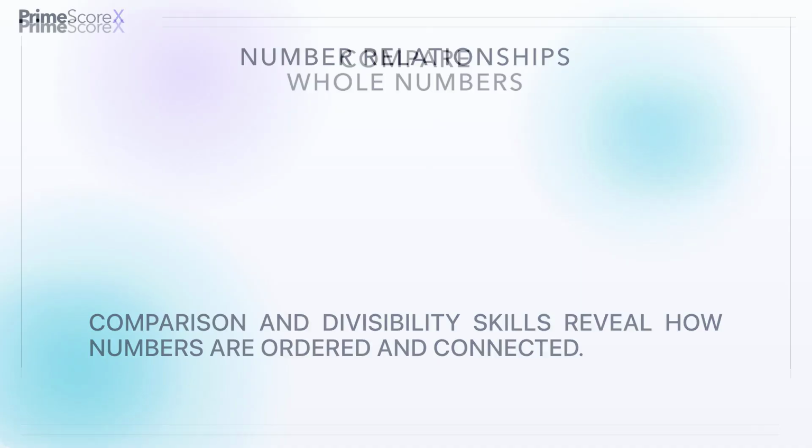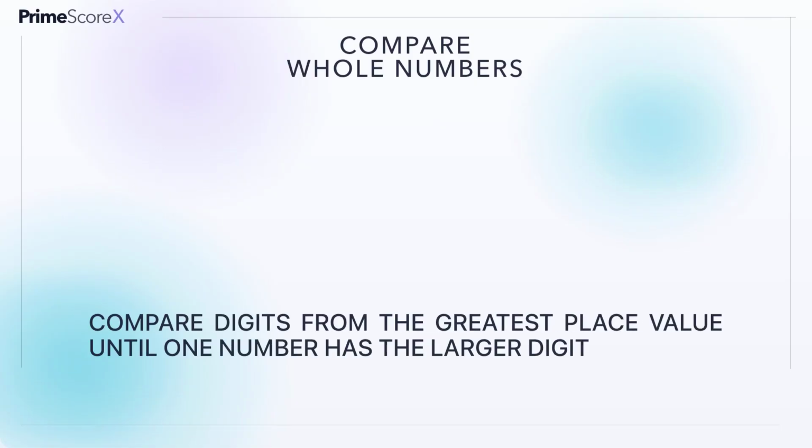To compare 58,421 and 58,317, begin at the left. The 10,000s and thousands digits match. At the hundreds place, 4 is greater than 3, so 58,421 is larger. Do not compare numbers by looking only at their final digits. Place value decides the comparison. When values are close, a number line or a line notation can make the difference clearer.